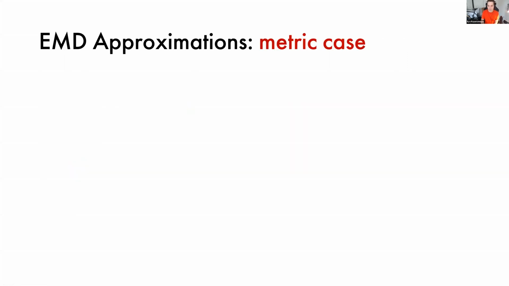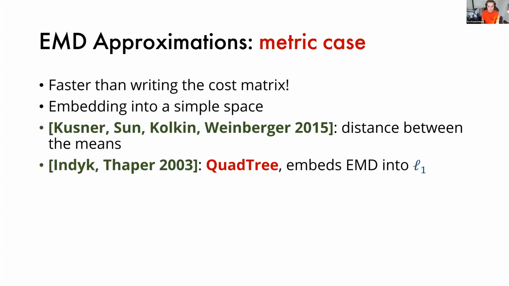Okay, so now let's talk about the metric case. Suppose now that we know our red and blue points don't have arbitrary costs, but actually come from a sufficiently nice metric, as is the case for our application with sentences. So here, the game is to be fast. And what do I mean by fast? Even avoid writing the full matrix of costs. I don't want to even compute the distance between every red and every blue point. I want to be faster than that. And for that, I'm going to exploit my metric structure.